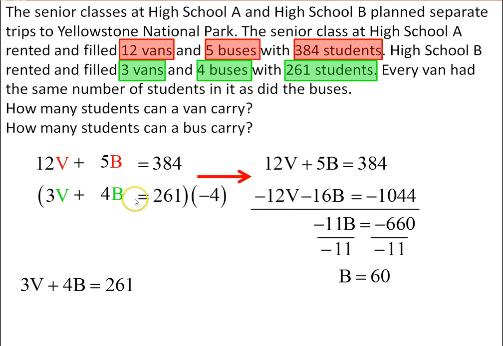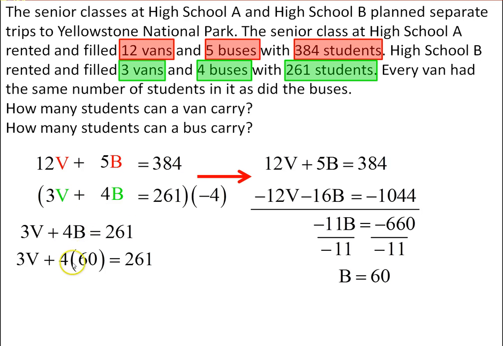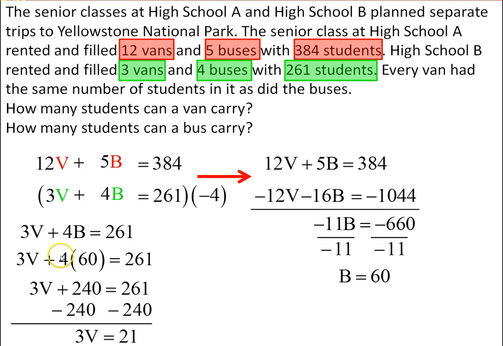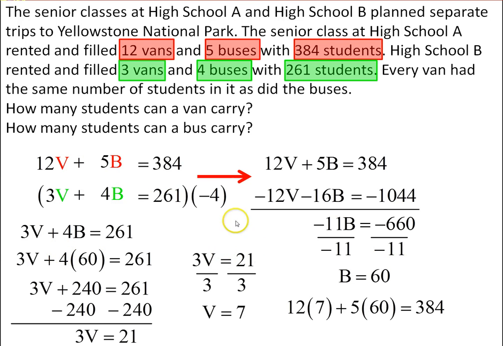Now I'm going to plug it in. The bottom equation looks easier to work with. So 4 times 60 gives us 240. Minus 240. Divided by 3. So it looks like it's going to be 7 vans and 60 buses. Just to make sure, take your answers and plug it into the other one. And 84 plus 300 does equal 384, so that looks like that's a good answer. 7 vans, 60 buses. Seven people per van and 60 people per bus.